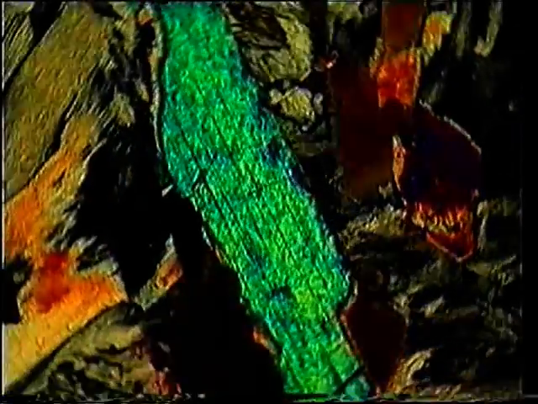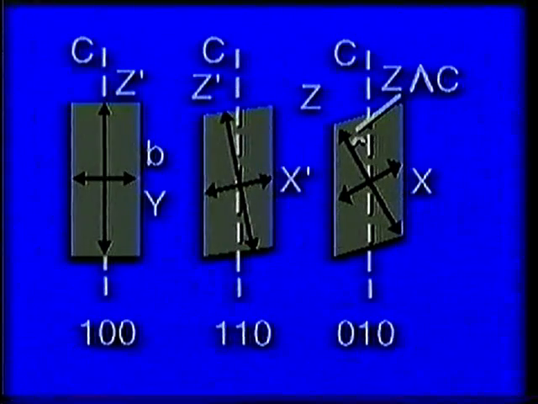This prism, cut parallel to 110, shows a higher interference colour and one set of sharp cleavage traces. Extinction is inclined with an extinction angle of about 10 degrees. And there's the extinction position. This grain corresponds to the middle diagram.